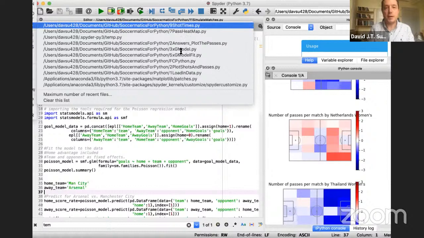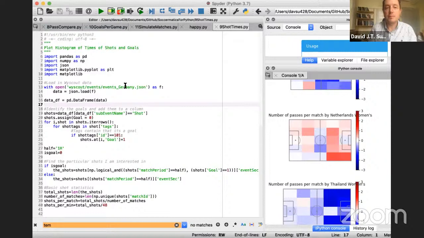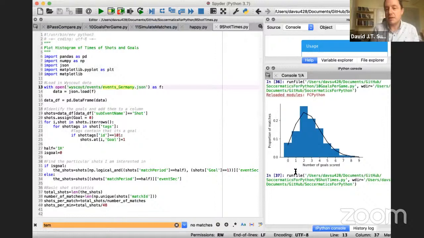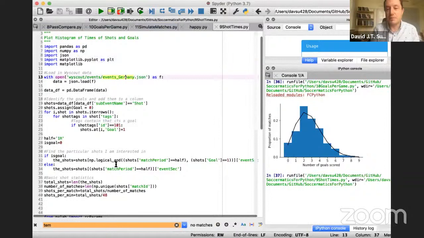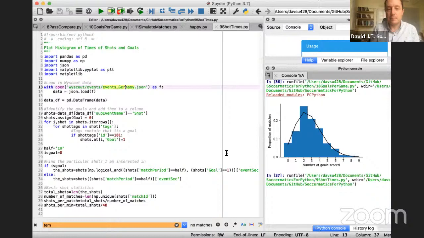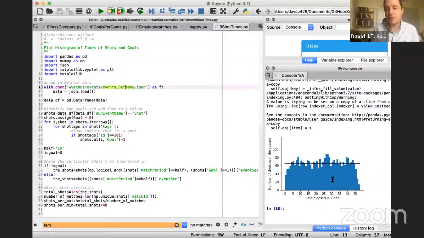The first one does the shot times, loads in the different things. We looked at that. It loads in the Wyscout data, generates the shots, looks at all the events for the German league, for example, finds all the shots, tags them, and sees when they occur. Yeah, there we go. So that generates the first plots that I showed you. So you can play around with that.